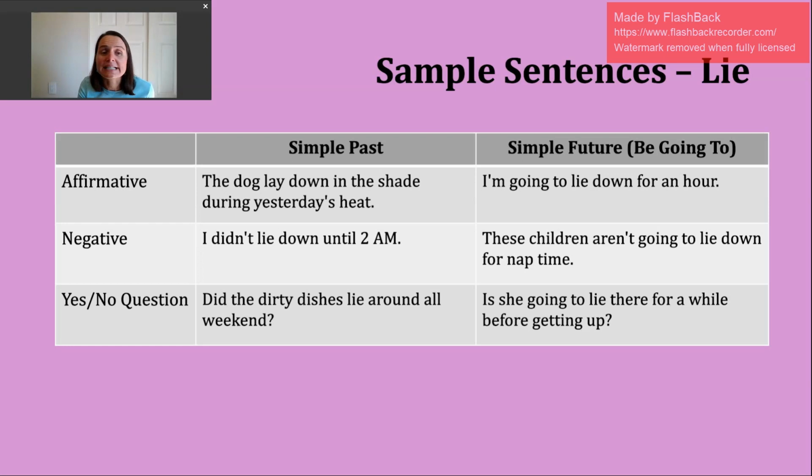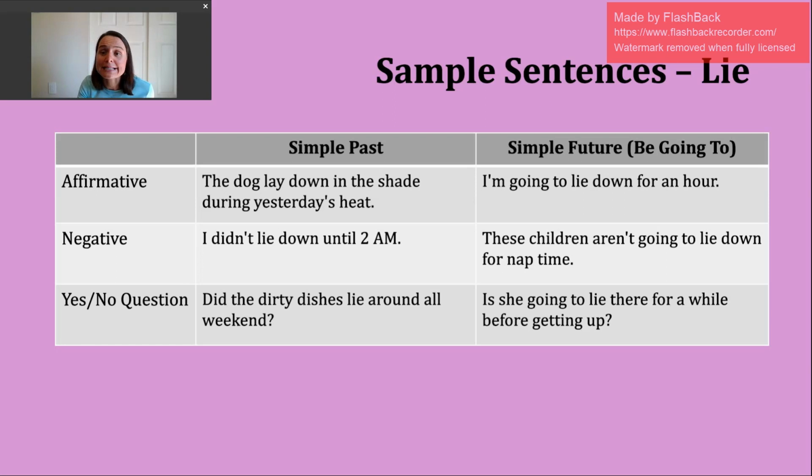So I want everyone to see that in the negative and my yes or no question, I'm not using the irregular form. I didn't use lay. I used lie in both the negative and the yes or no question. I'm only using that irregular form in affirmative or positive sentences.